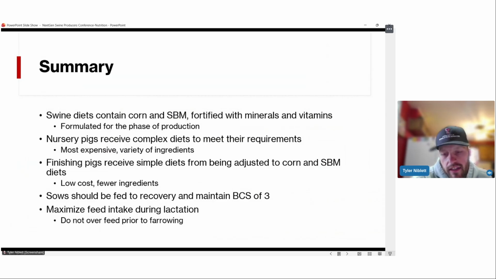And sows should be fed to maintain that body condition score of a 3, while also maximizing that feed intake during lactation, and try not to overfeed those sows prior to farrowing.